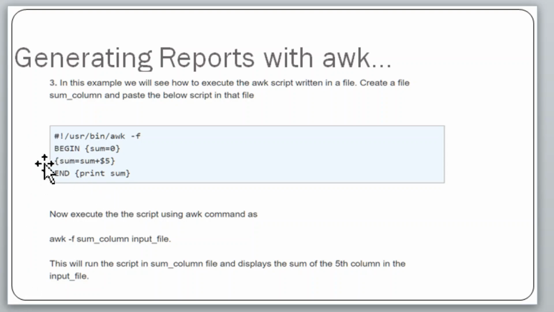So we could do BEGIN, then we say sum equals 0, then we say sum equals sum plus the variable $5, and then we have END, which is print sum. And then we can execute it as follows. We could say awk -f, the sum column file, and then the input file. This will run the script in the sum column file, and it will display the sum of the 5th column in the input file.